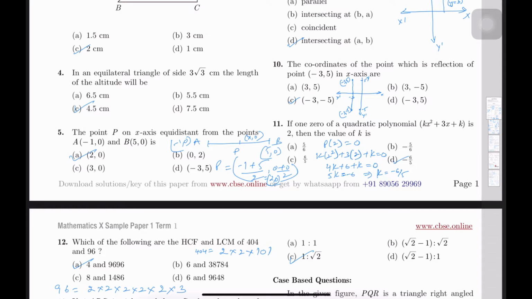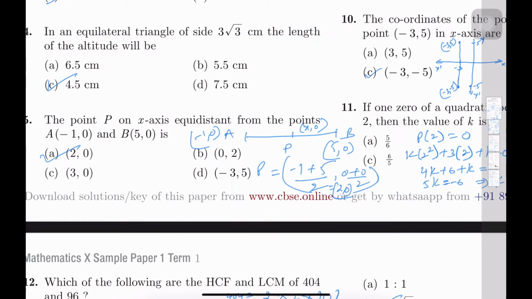Now the fifth one, the point P on x-axis equidistant from the points A and B. So now we are taking a point P which is equidistant from 2 points A and B. So we are taking this point P as (x, 0), A is (-1, 0) and B is (5, 0). They are telling that this point P on x-axis is equidistant.